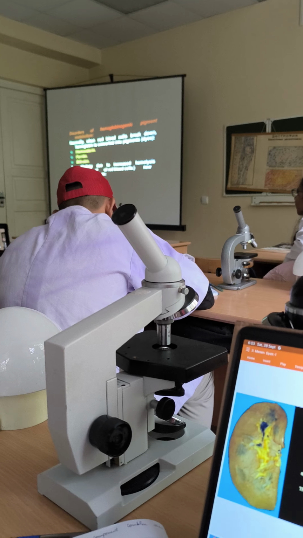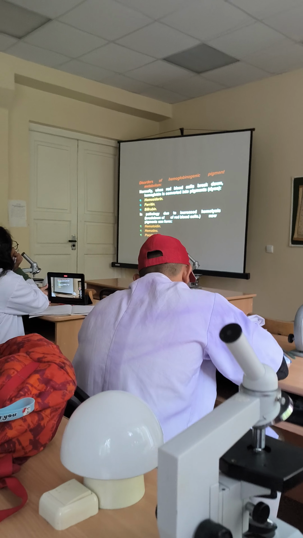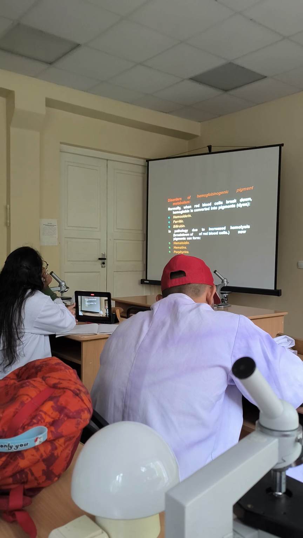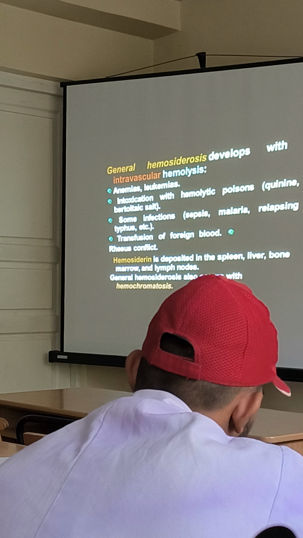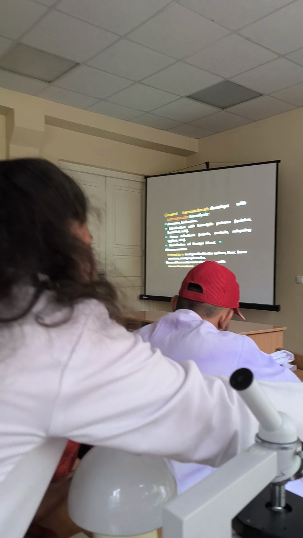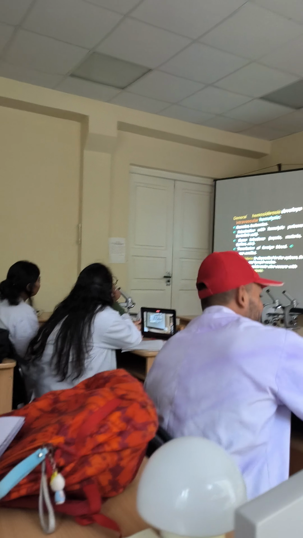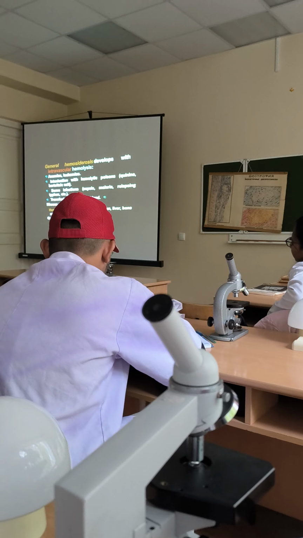Okay, you have to know 6 terms: hemosiderin, ferritin, bilirubin, which we have in normal conditions, and hematoidin, hematin, and porphyrins, which we have in pathology. About hemosiderosis: hemosiderosis happens because of hemolysis. Hemolysis is the decay or destruction of the erythrocytes.